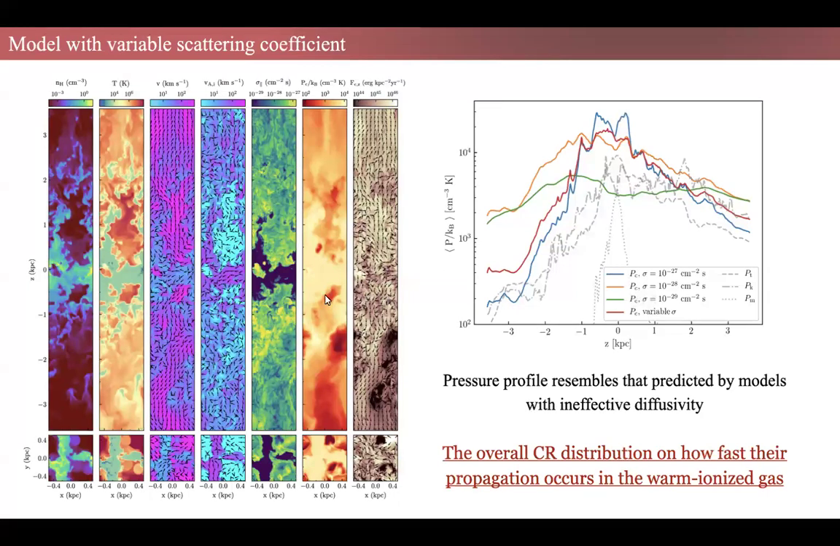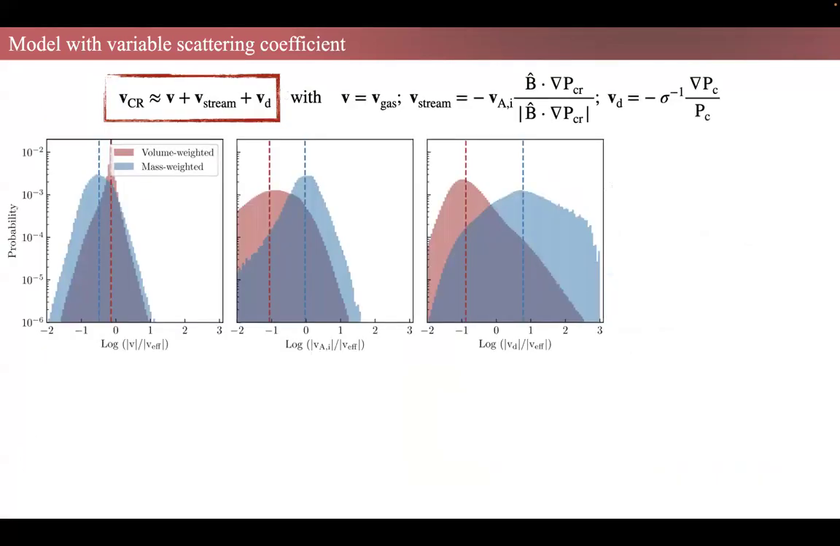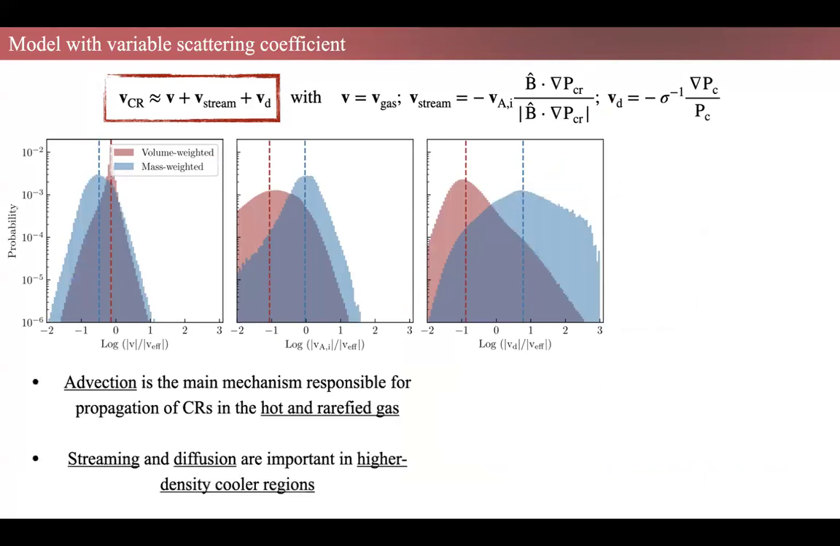And this is surprising because we have seen that in the galactic disk, the scattering coefficient is actually very, very low, much lower than 10 to the minus 29. So this means that even though cosmic ray diffusion is highly effective in the galactic disk, the propagation of cosmic rays out of the disk depends on the propagation properties in the warm gas surrounding the disk, where the scattering coefficient is much higher.